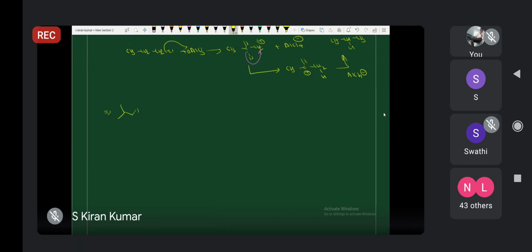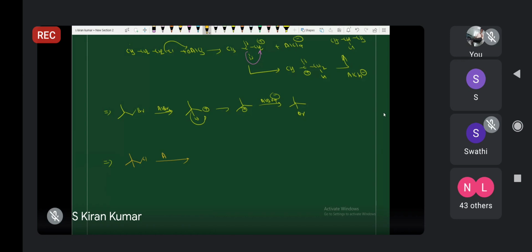Isobutyl bromide with AlBr3. What is the product here? First isobutyl carbocation we are getting, then hydrogen transfer, tertiary butyl carbocation, AlBr4 minus, tertiary butyl bromide. Like chloride, bromide. Next example.